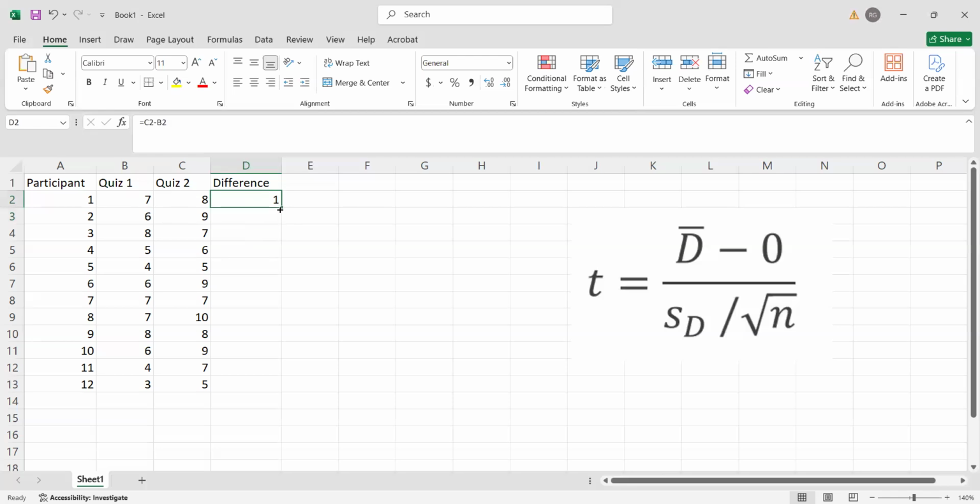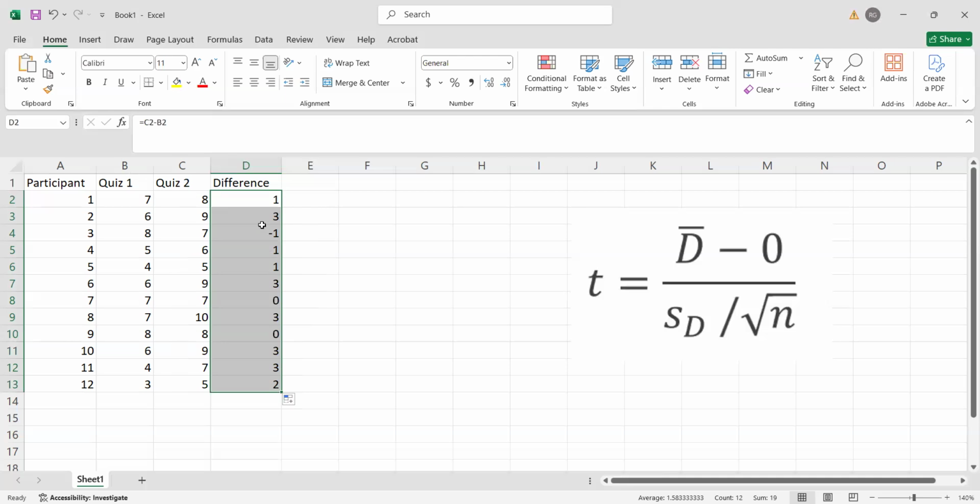Now, the cool thing is all you have to do is click on that cell for the first difference score we just calculated, and in the bottom right-hand corner of that cell, you can see a very small green square. I'm going to click on that green square and drag this down for all of my participants, and then Excel just automatically calculates the differences between quiz two and quiz one.